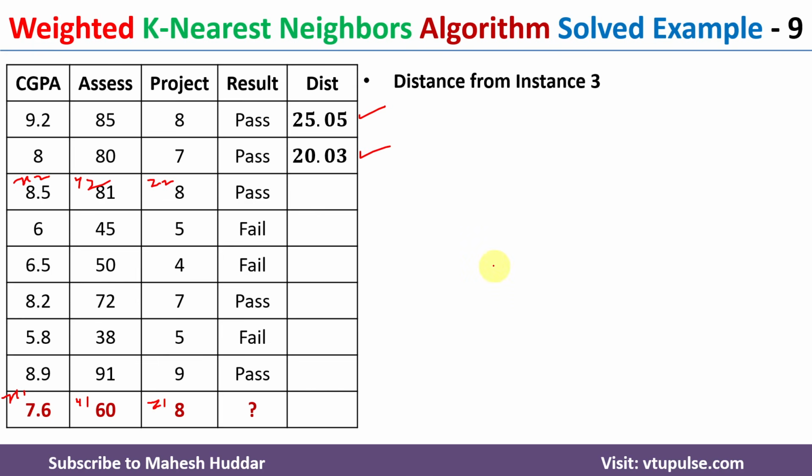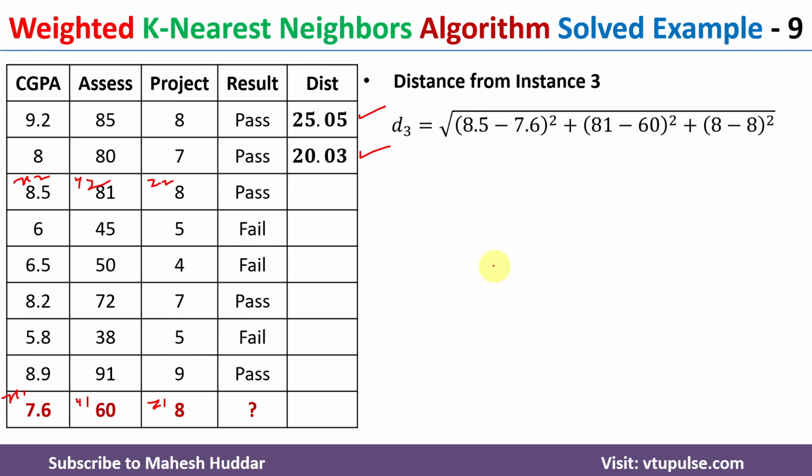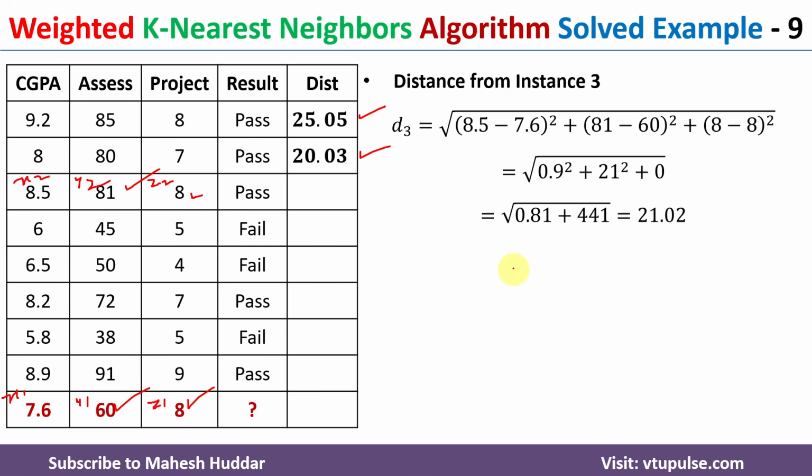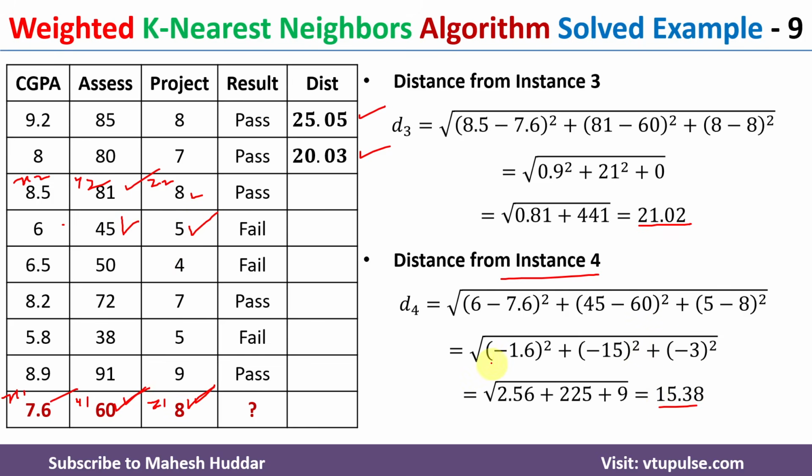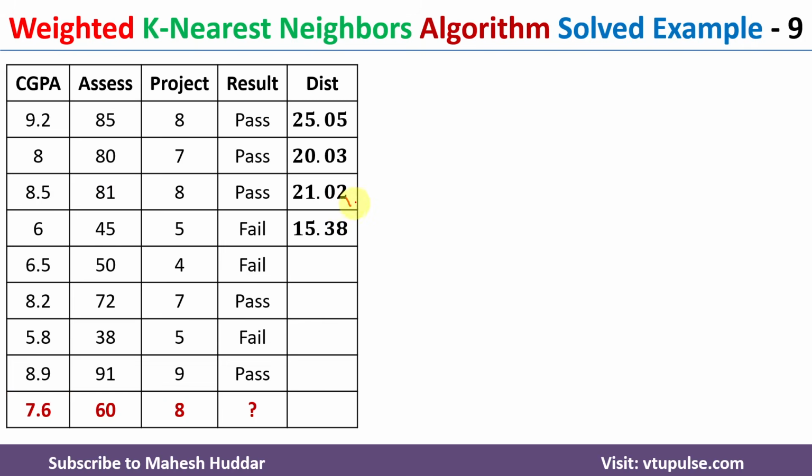Next, we will calculate the distance from the third instance, which is the square root of (8.5 minus 7.6) squared plus (81 minus 60) squared plus (8 minus 8) squared, which is equal to 21.02. Next we will calculate the distance from the fourth instance, that is (6 minus 7.6) squared plus (45 minus 60) squared plus (5 minus 8) squared, which is equal to 15.38. That is what I have written here.